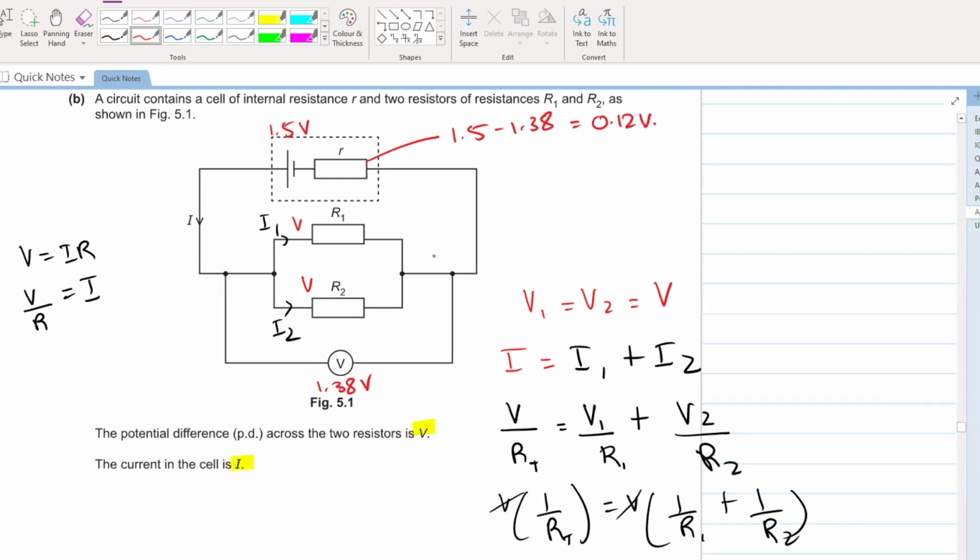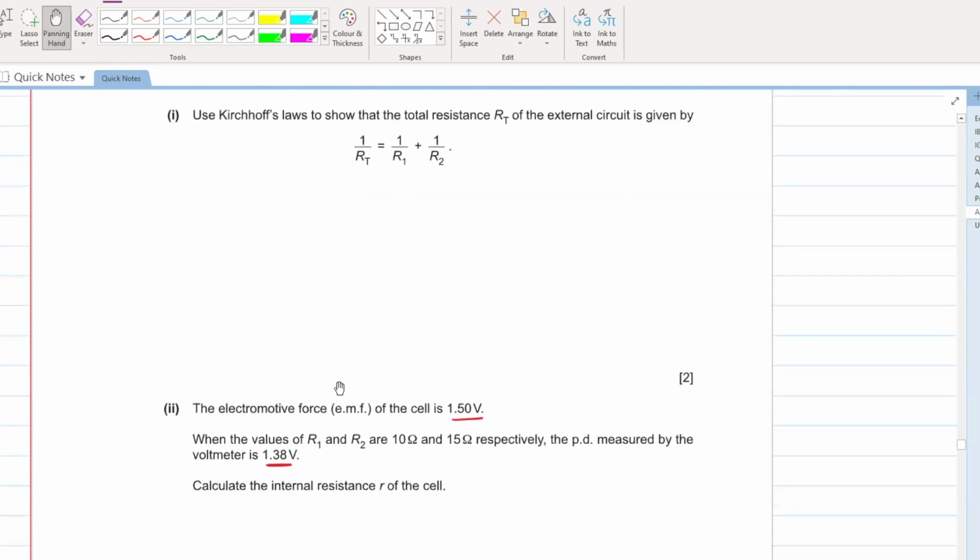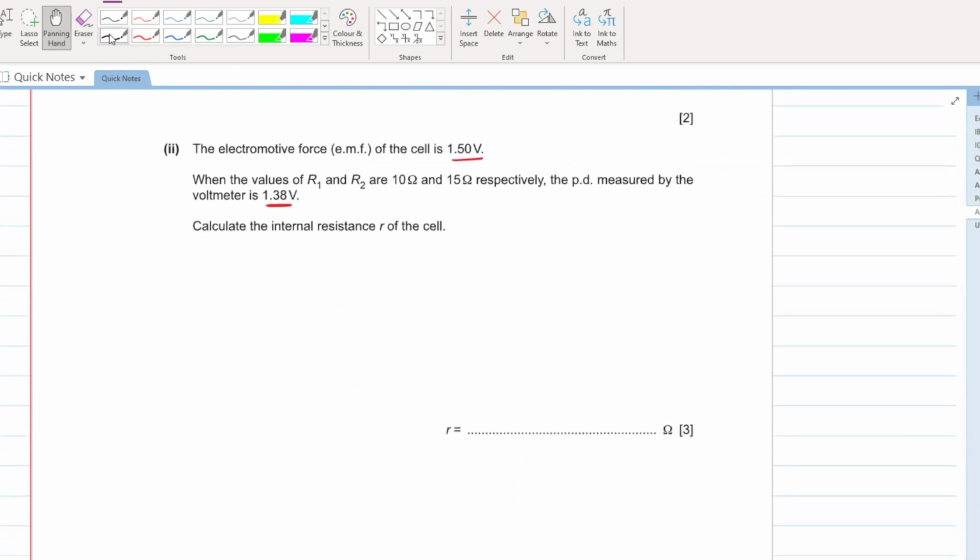Simple. Now, what will be the current? How will you calculate that? How will you calculate the current I? Because you have to calculate the internal resistance, you can only calculate that if you know the value of current. How will you do that? You can calculate the total resistance of R1 and R2. What will be the total resistance of R1 and R2?